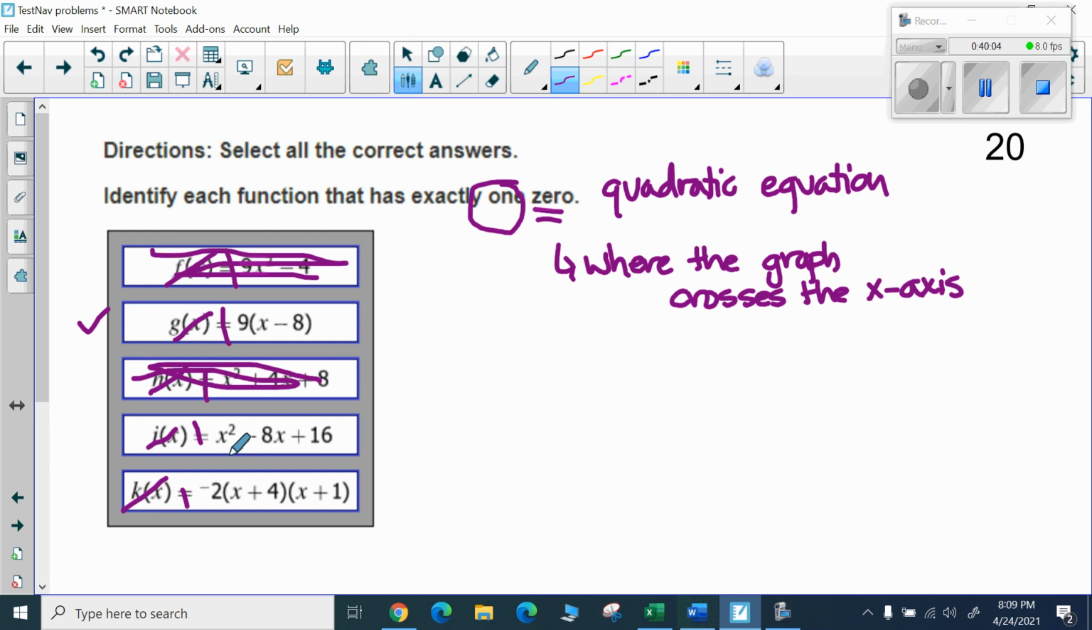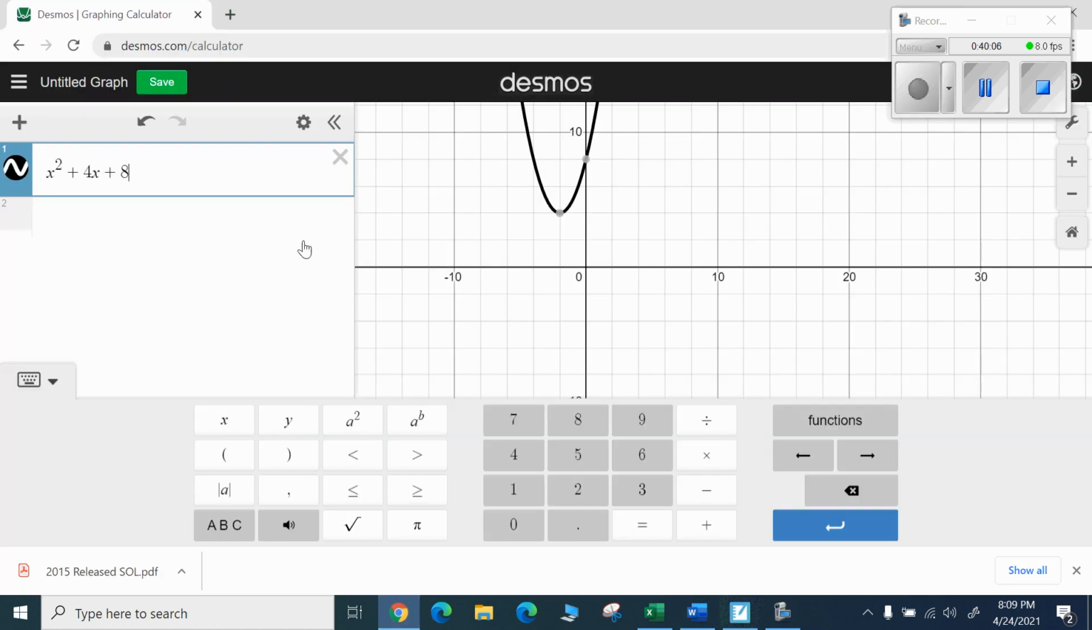Okay. X squared minus 8x plus 16. All right, so this one looks like it crosses the x-axis in exactly one spot. It comes down, turns around, and goes back up. So that is a good answer.